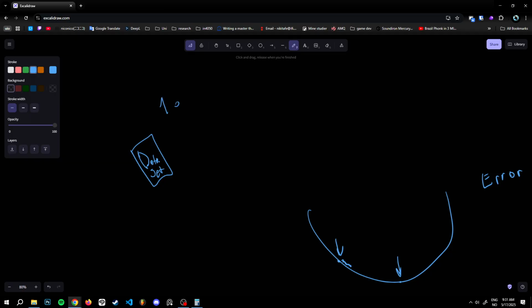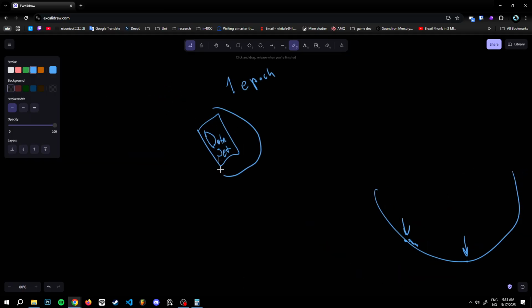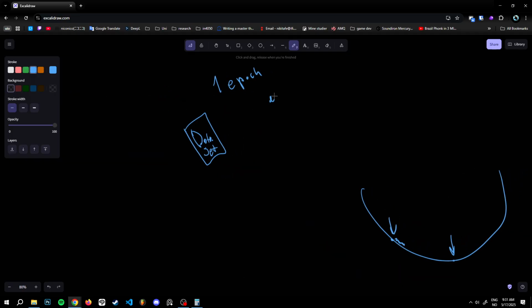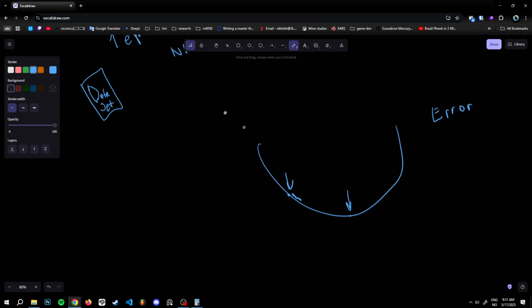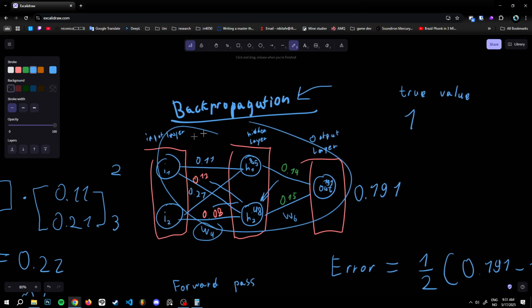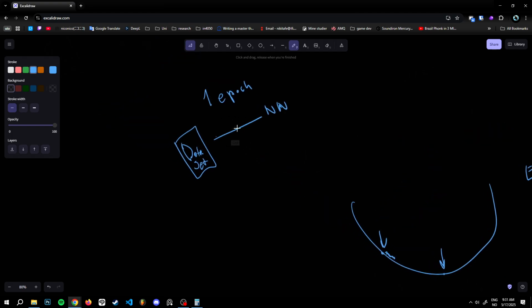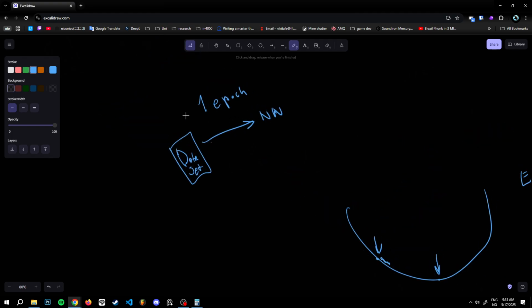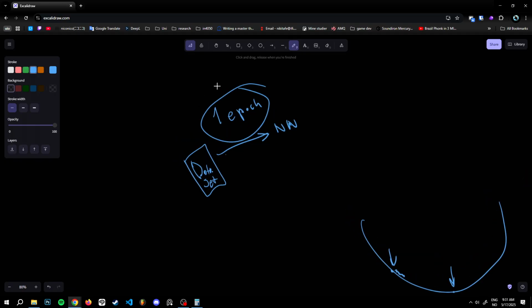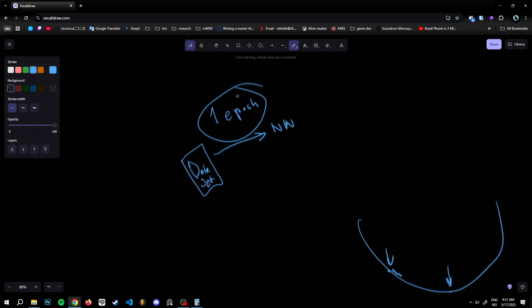And an epoch, one epoch, is basically an iteration. The algorithm, our neural network, guys, remember this whole thing. Our neural network going through, getting fed all the data once. So that's one epoch. So you want to feed all the data in the data set.